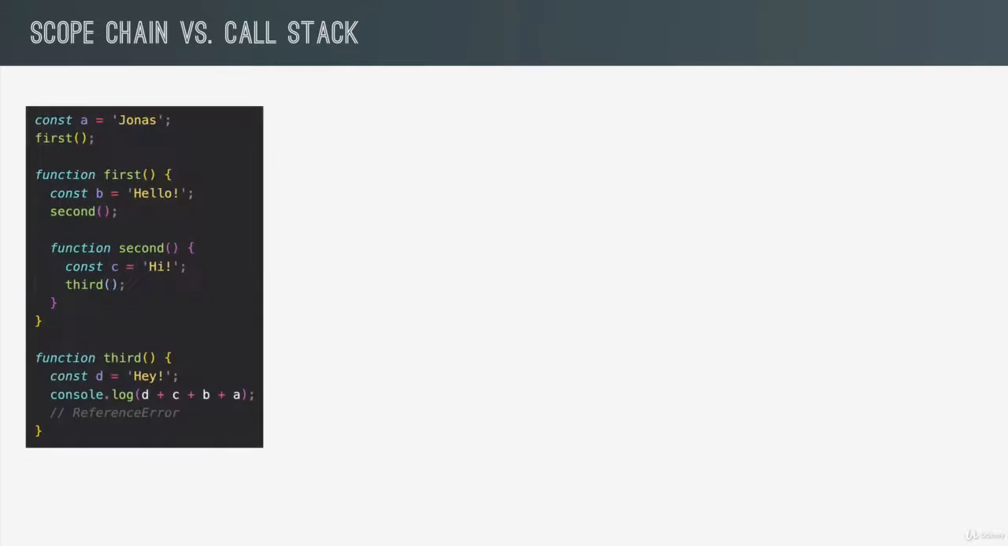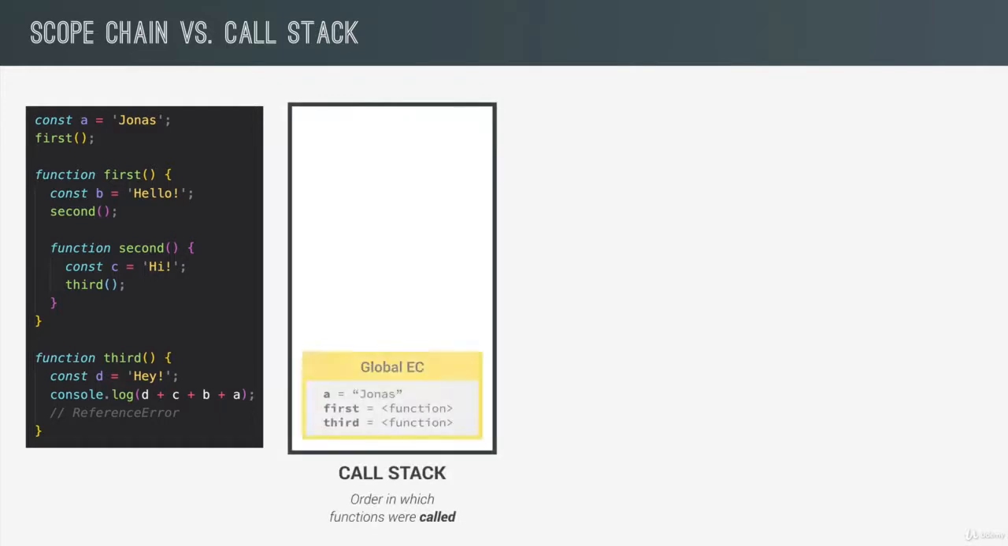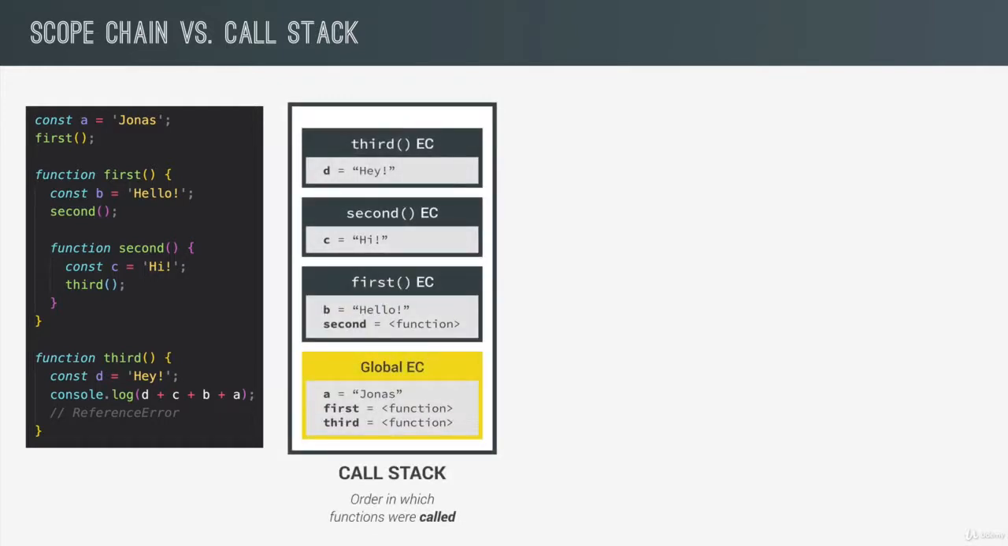And once more, let's look at some more code here. So we have three functions called first, second, and third in order to make this easier to understand. We start by calling the first function, which then calls the second function, which in turn calls the third function. So from what we learned before, the call stack for this example will look like this, right? One execution context for each function in the exact order in which they were called. I also included the variable environment of each execution context.